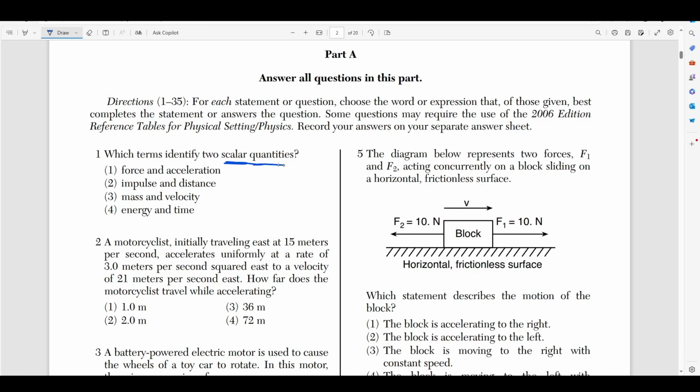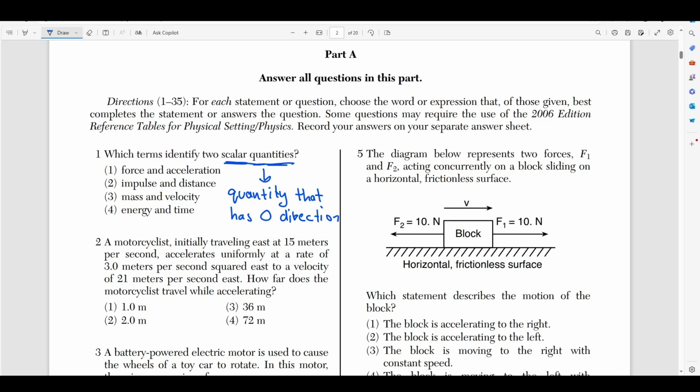So what is a scalar quantity? A scalar quantity is a quantity or a type of value that has zero direction. Right, so no direction. In physics, we have two types of quantities. We have vector quantities and we have scalar quantities. Vector quantities are quantities that have direction associated with them.